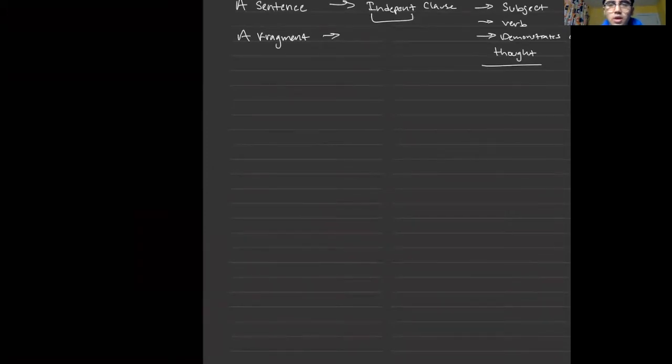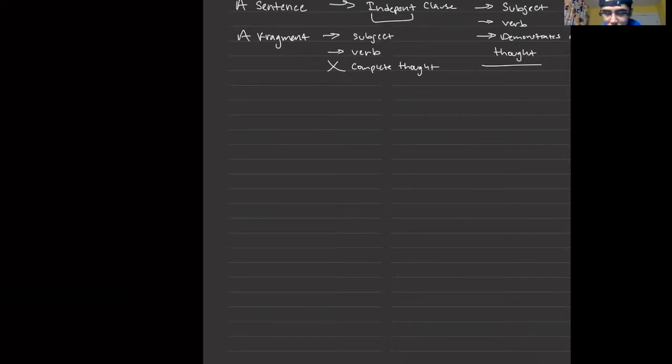Fragments could be dependent clauses, non-essential clauses, something that cannot stand by itself. It needs to be linked to an independent clause or another dependent clause to make sense, right? So that's what I mean. It can have a subject and verb, but it cannot demonstrate a complete thought. It doesn't have to have them, but it does not demonstrate a complete thought as our sentence counterpart does. So let me give an example.